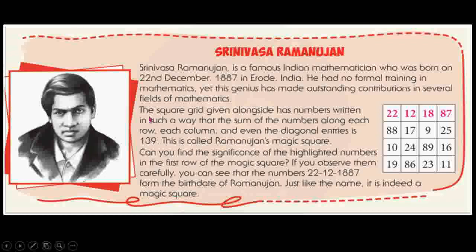Let us see that the square grid given alongside has numbers written in such a way that the sum of the numbers along each row, each column, and even the diagonal entries is 139. This is called Ramanujan's magic square.